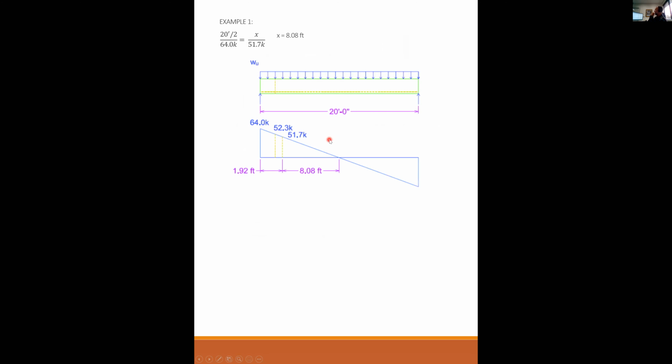So put it graphically, the reaction at the end is 64 kips. My design shear is 52.3 kips, but at a distance of 8.08 feet from the center is when the shear demand drops to 51.7 kips. So what that means is I have to cover, let me try to draw this in here.